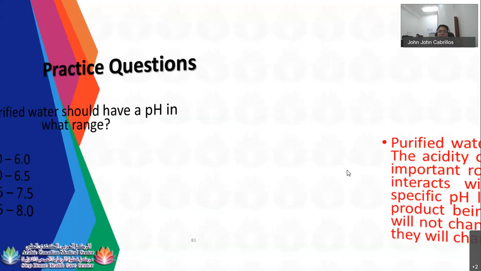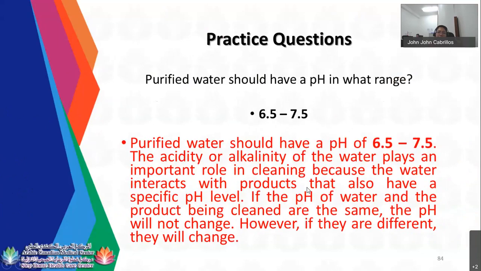So purified water should have a pH in what range? 6.5 to 7.5. Purified water should have a pH of 6.5 to 7.5. The acidity or alkalinity of the water plays an important role in cleaning because the water interacts with the products that also have a specific pH level. If the pH of water and the product being cleaned are the same, the pH will not change. However, if they are different, they will change.